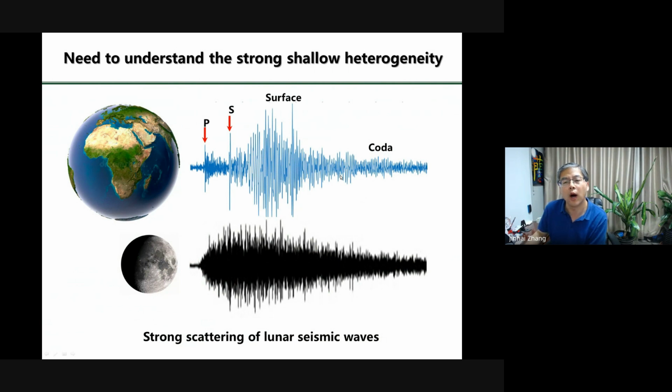So why is this? We can see on the Earth, for an earthquake, we have a clear P and S arrival and a surface arrival, and even for the coda waves, it's very clear. However, for the moon, the general signal is somewhat always coda waves. There's no clear P, no clear S, and no surface wave.